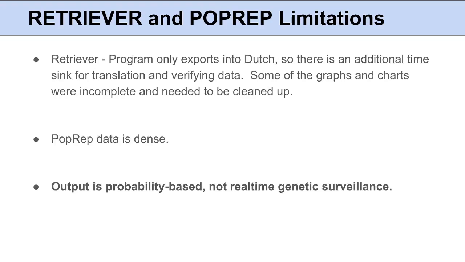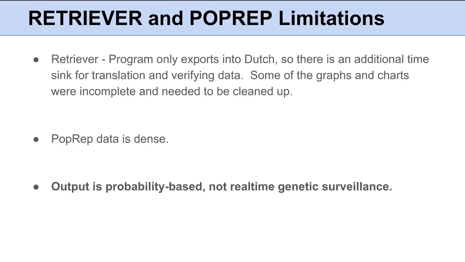Additional limitations: Retriever is supposed to work in English. However, at this point in time, it only exports into Dutch for me. So I needed to take additional time to translate and verify the data, and some of the graphs and charts were incomplete, and I needed to clean them up. PopRep data is very dense, and it takes a while to go through and verify.